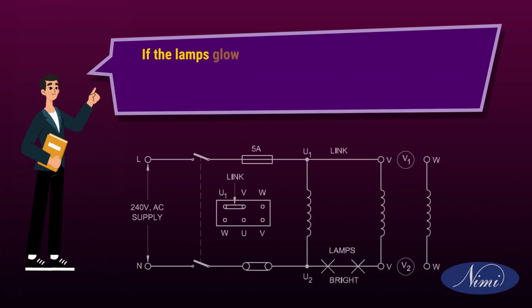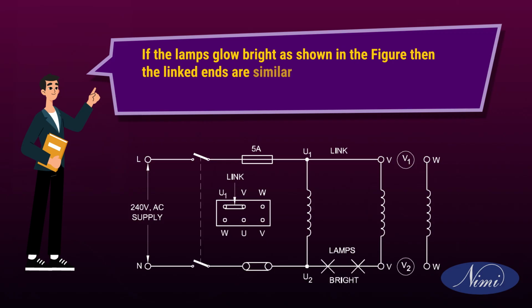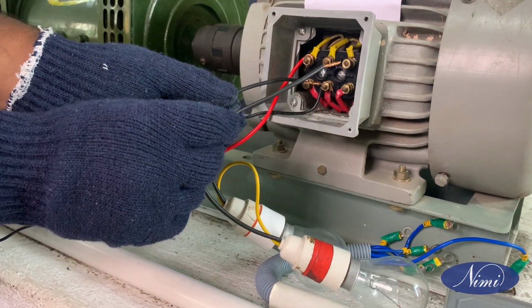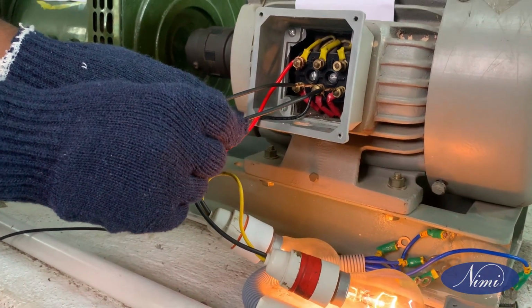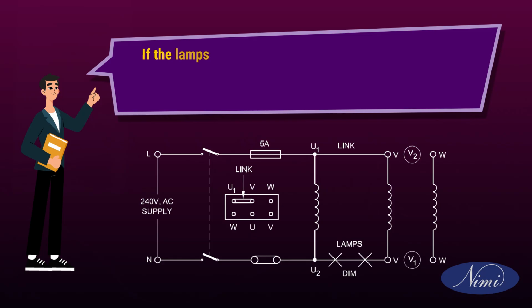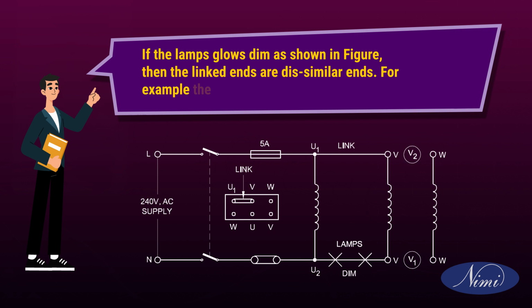If the lamps glow bright as shown in the figure, then the linked ends are similar ends. For example, the linked ends are U1 and V1. If the lamps glow dim as shown in the figure, then the linked ends are dissimilar ends. For example, the linked ends are U1 and V2.